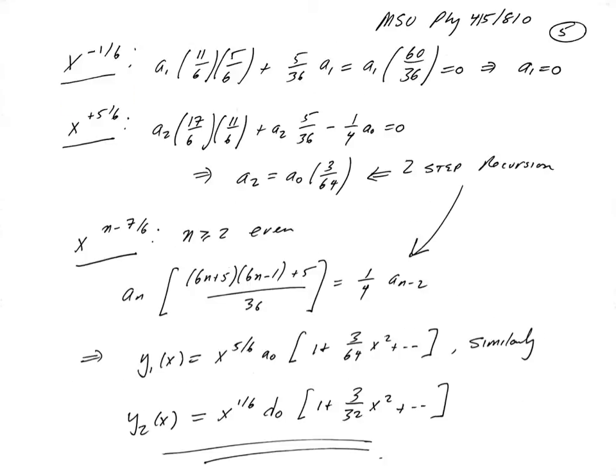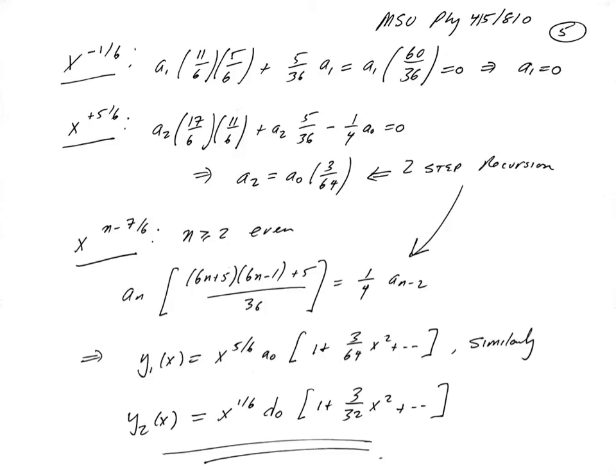The next term in this expansion has an x to the minus 1/6 in it, and if I collect all the terms, and this is something you should look at in the notes and work out for yourself, I get this equation for a1, which turns out to be a1 times 60 over 36 equals 0. The only way that can happen is if a1 equals 0. So I found a0 is arbitrary, but a1 is 0.